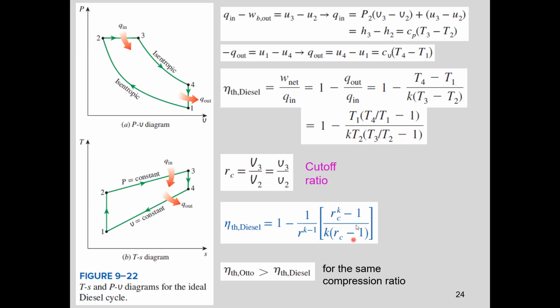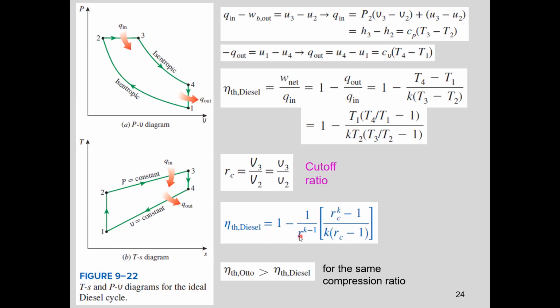So when you look at this result, you will see that first of all, this result is obtained under the constant specific heat treatment, right? Because all these formulations are based on constant specific heat analysis. As a result, this result is based on the use of constant specific heats for the air properties. And once we have this relation, we can examine it, and we will see that thermal efficiency of ideal diesel cycle is a function of 3 parameters.